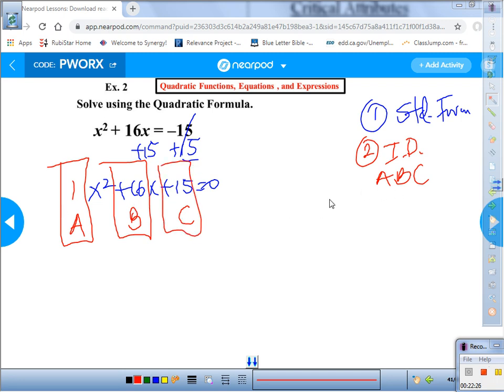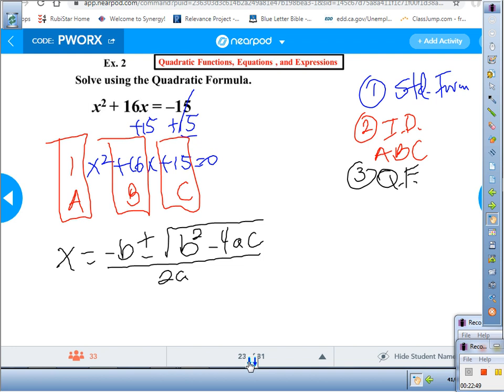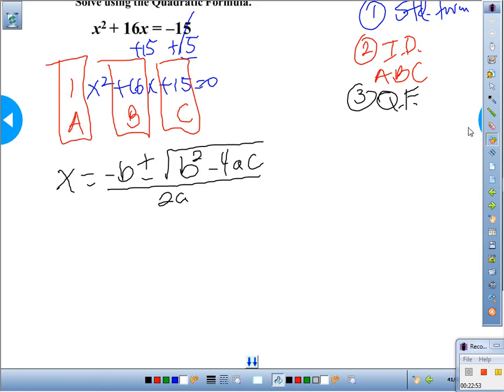Now that we know what they are, step 3, Q, S. What is that? Quadratic formula. X equals minus B plus minus square root b squared minus 4ac over 2a. And you're copying this, right? You guys are copying this? Yes? Very good. I said we were doing this one together, yes?